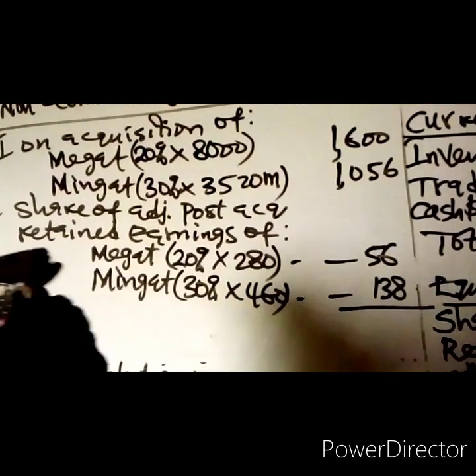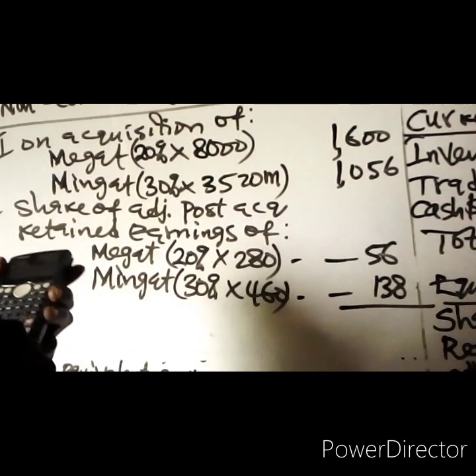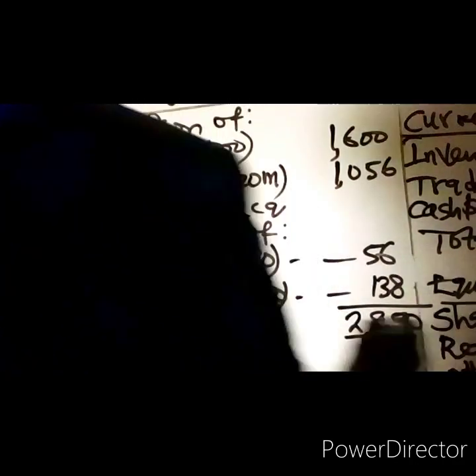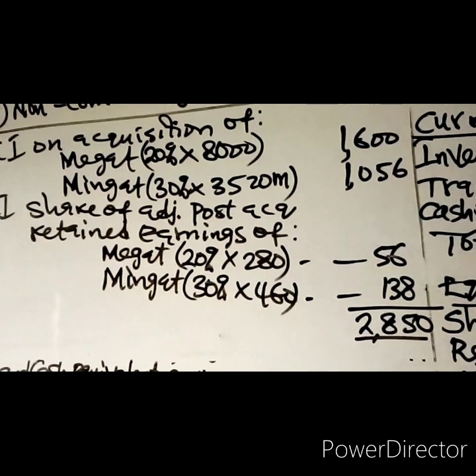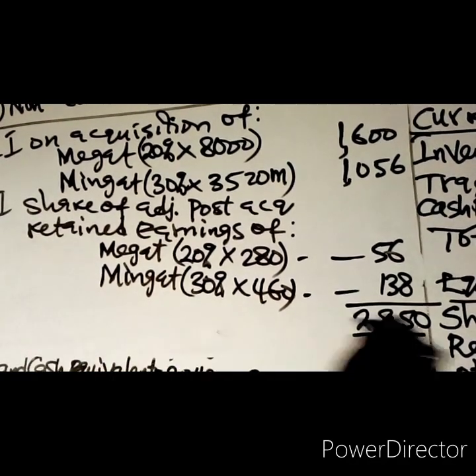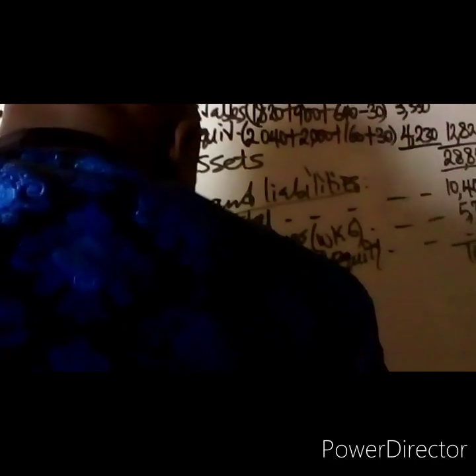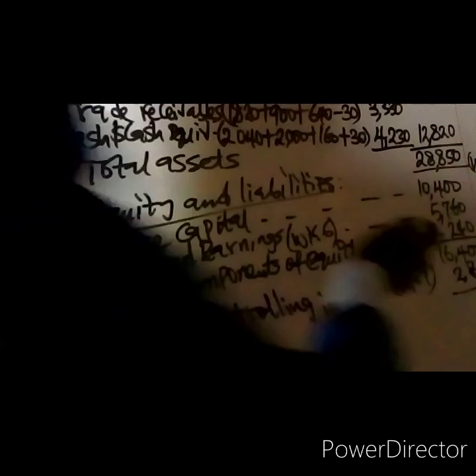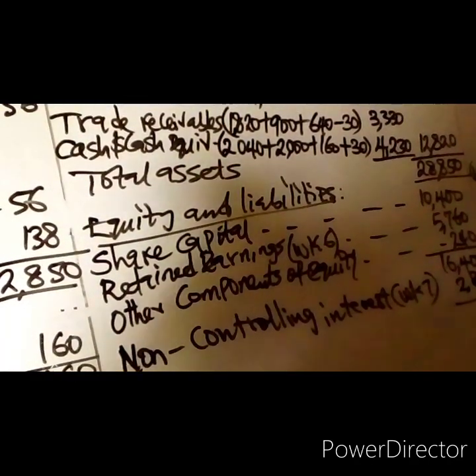You add it up, plus 56 plus 1,056 plus 1,600. The value of non-controlling interest is 2,850. Then you include it under the equity section of the statement of financial position. Non-controlling interest, that is working 7, which is 2,850. So when you add the 2,850 to 16,400, the total will be 19,250. That is the total equity.